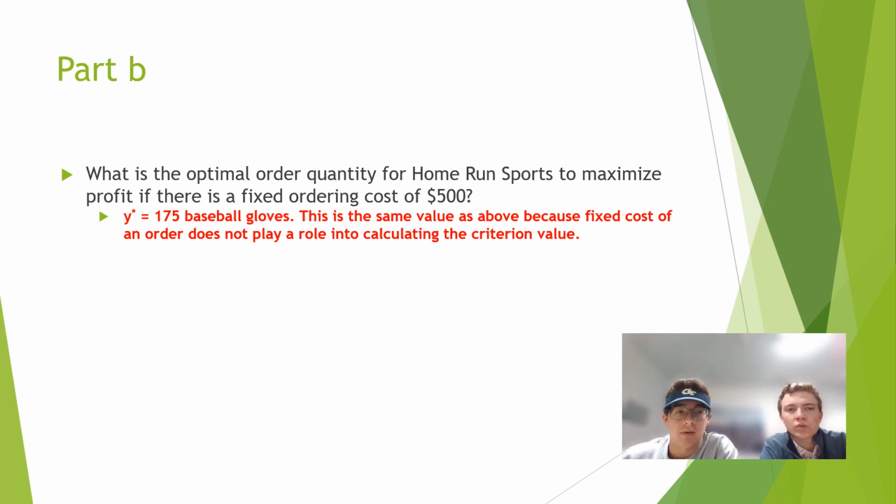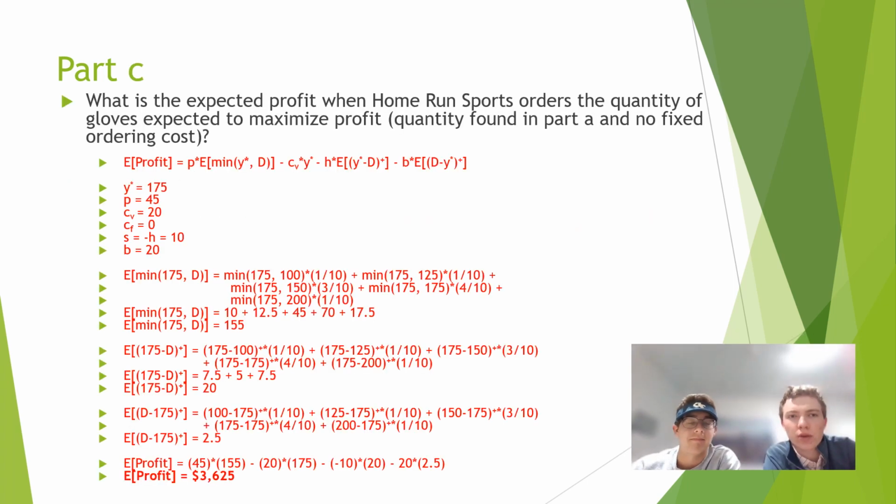And then part B: what is the optimal order quantity for Home Run Sports to maximize profit if there is a fixed ordering cost of $500? It's still going to be the exact same because the fixed cost does not play a role in calculating the criterion value. So that doesn't affect anything. If we have a higher ordering cost or lower ordering cost, we still want to order the optimal amount of 175 baseball gloves.